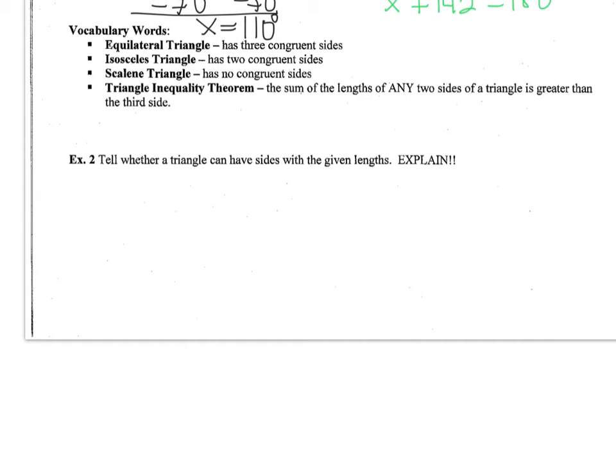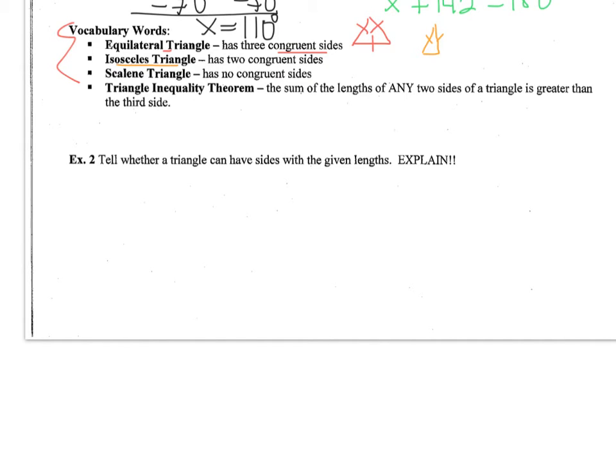Sliding down a little bit here, I have some more vocab words to review. Equilateral triangle is when we have three congruent sides. So equilateral, we note that with three sides with the same amount of tick marks. An isosceles triangle is when we have two congruent sides. So I have this one and that one are congruent.